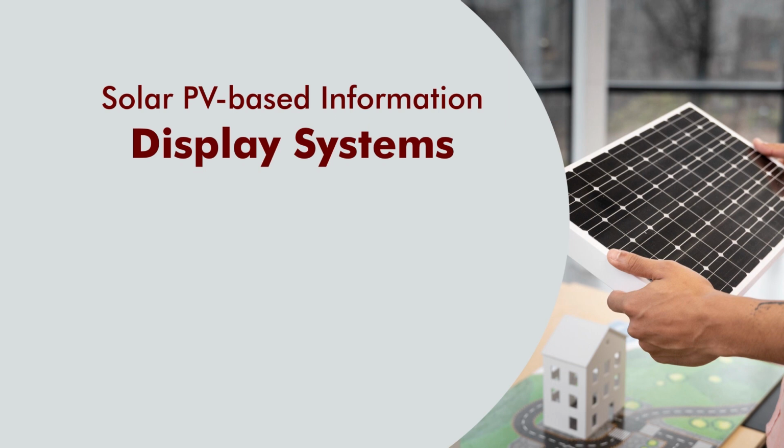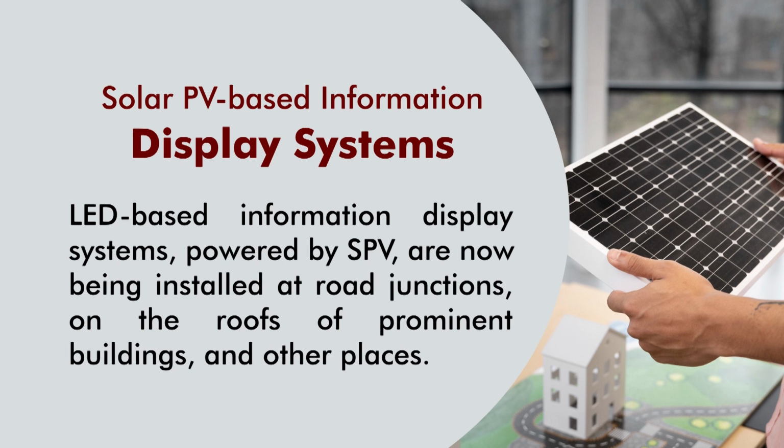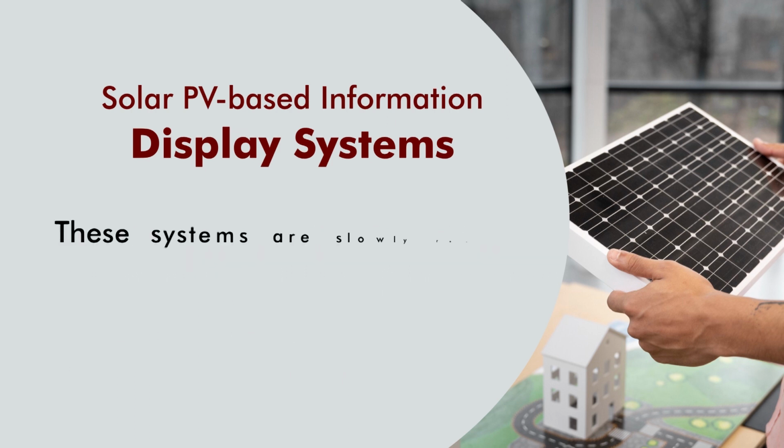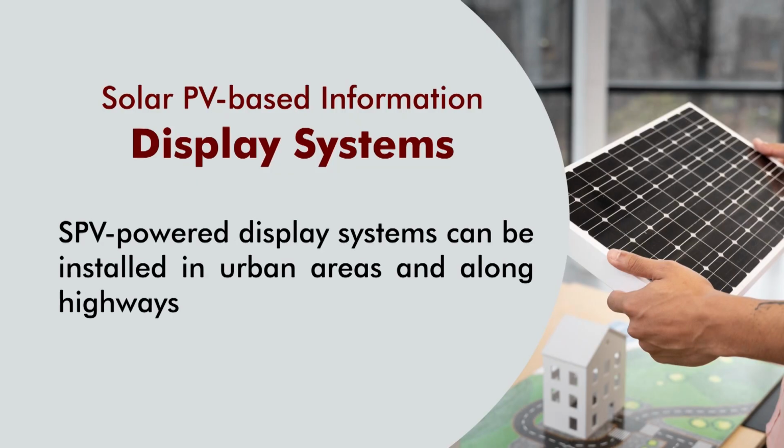Now we will discuss the solar photovoltaic based information display system. LED based information display systems powered by solar photovoltaic are now being installed at road junctions or on the roofs of prominent buildings and other places. These systems are slowly replacing traditional neon tube based systems. The latter are not only expensive but also consume more energy. Such solar photovoltaic powered display systems can be installed in urban areas and along highways.